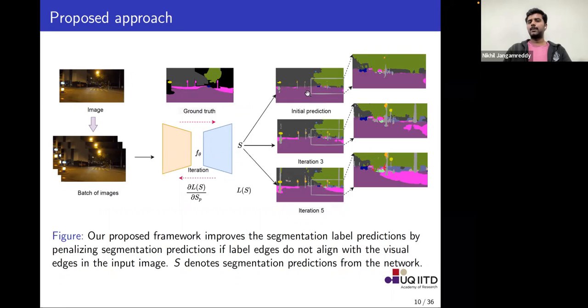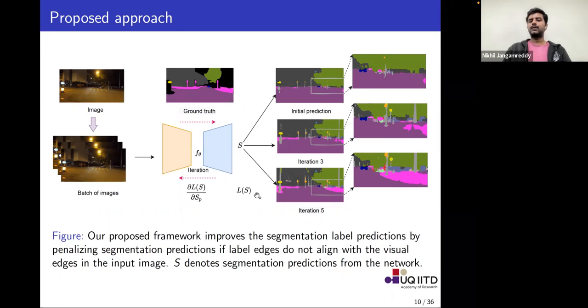So our goal is to improve this performance by enforcing these edges present in the input image directly onto the predictions. If you observe, in iteration 3 and iteration 5, we slowly start to recover the edges present in the input image into the predictions. Whereas in the initial prediction, we don't have this edge consistency with respect to the input image.